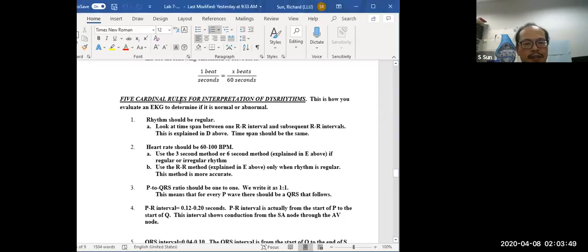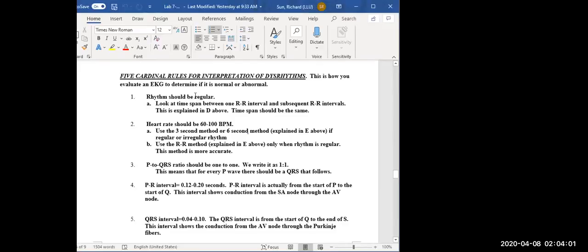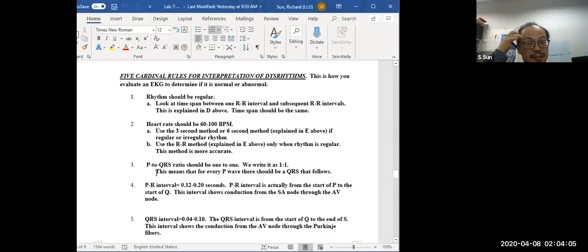So basically you read through that, it gives you guys some background. Then there are 5 cardinal rules. You need to know these 5 rules, which are very basic principles of rhythm. If we look at the EKG, these 5 are the major important first things to see. See if it's regular. See if it's about 60 to 100 beats per minute, so that the heartbeat is in the normal range.